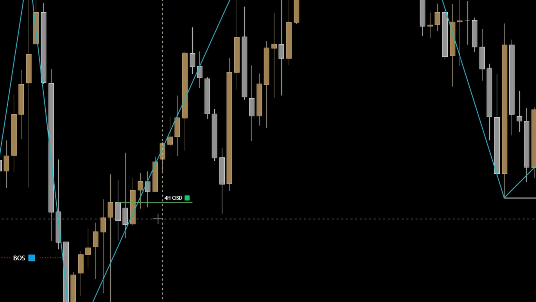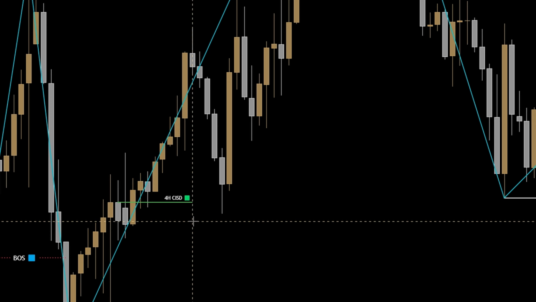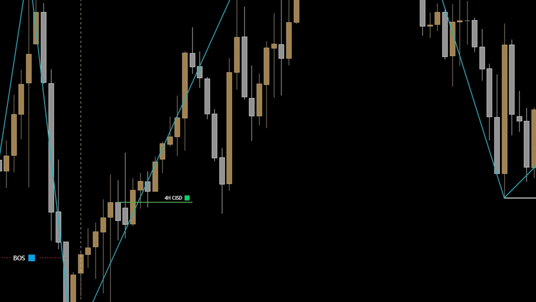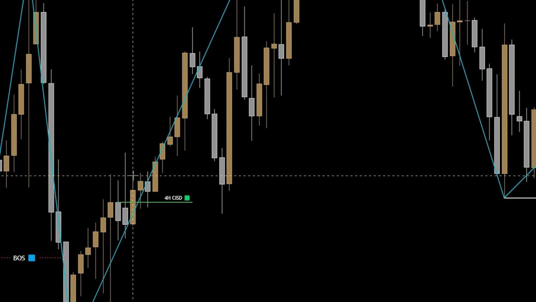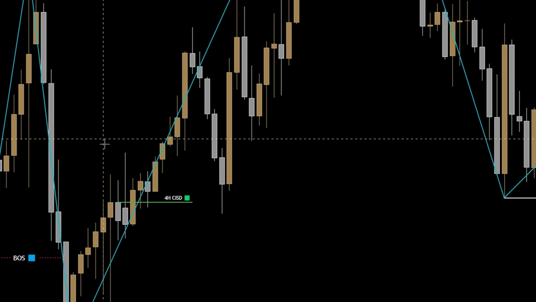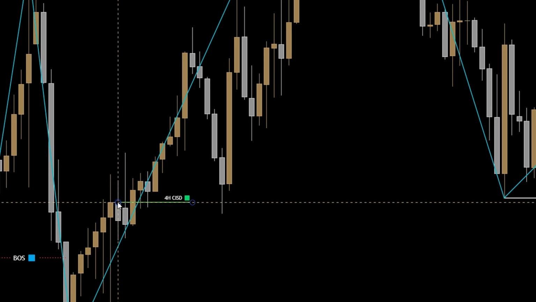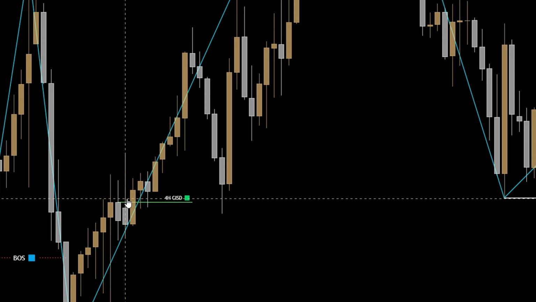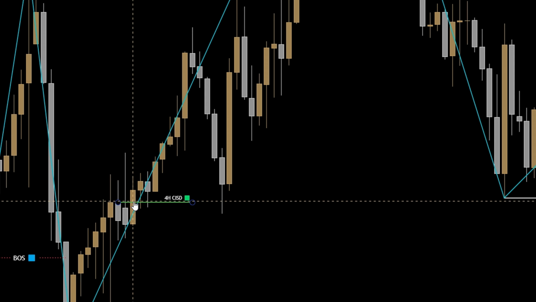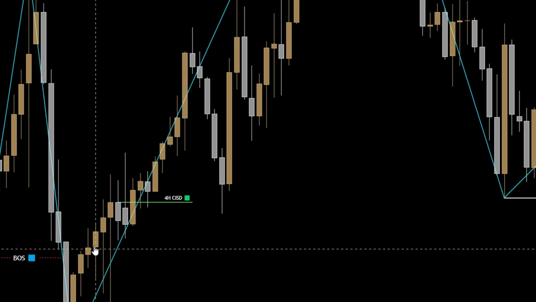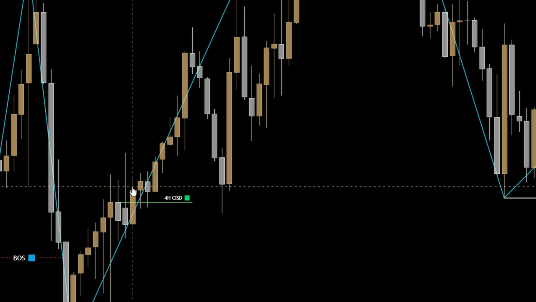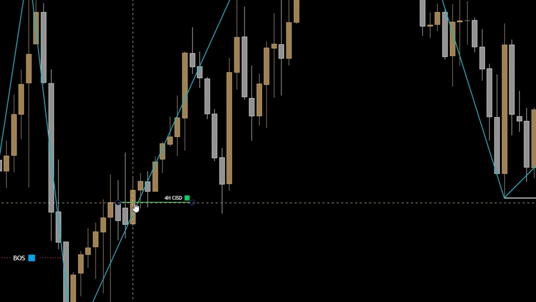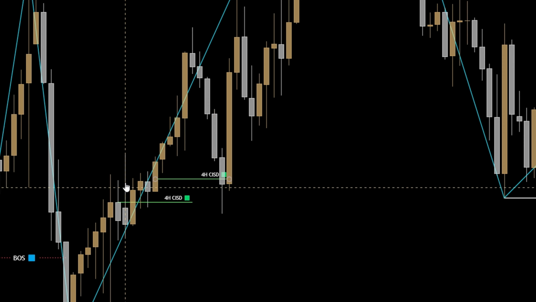Said in a slightly different way, you could say that it's an area of supply and demand. So what's happened is the price has been pushed up, it's been pushed down, and it's pushed back up. When we get the close above the body of this series of down close candles, the highest body here, we have a change in the state of delivery. And what we're saying is that the price has gone up, it's gone down, and now it's going back up again.